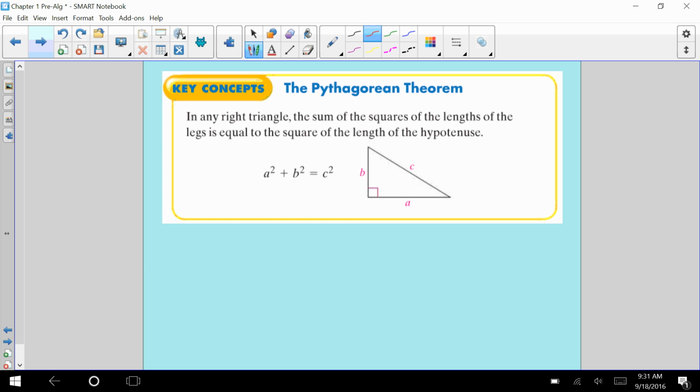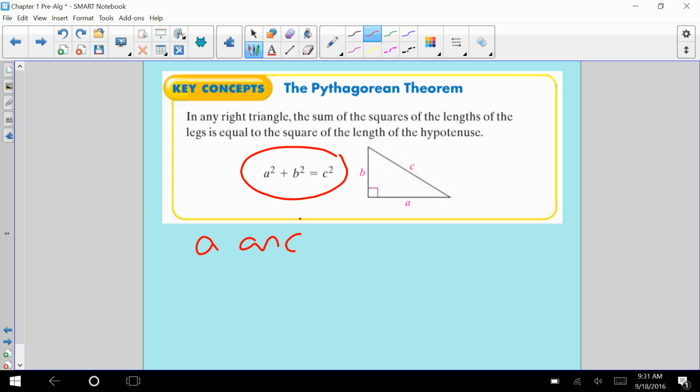The Pythagorean theorem states that in any right triangle, the sum of the squares of the lengths of the legs is equal to the square of the length of the hypotenuse. Now, if you're anything like me, that's a lot of L words in a row. So really what it is, a squared plus b squared equals c squared.